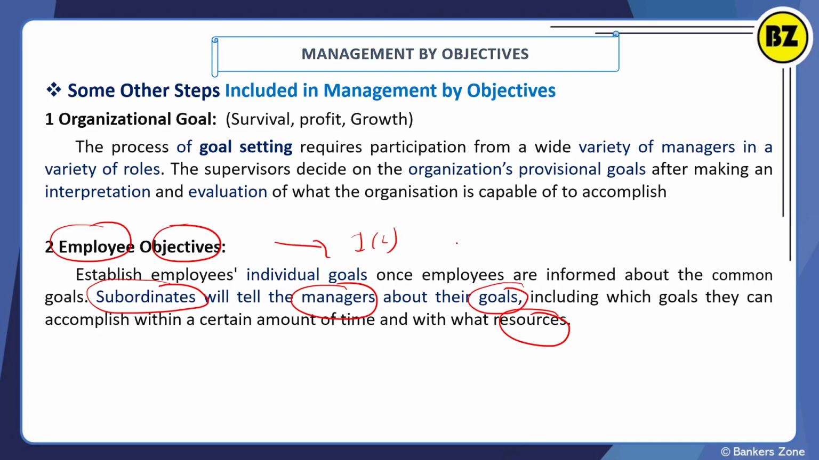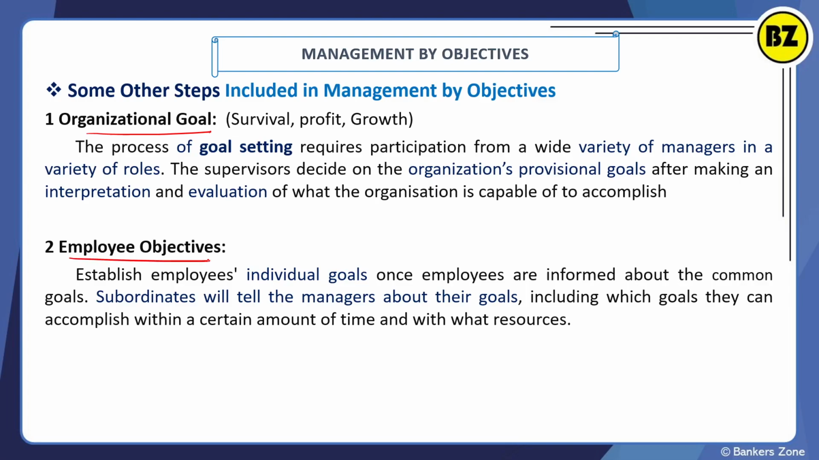Okay, so for any employee, how can he set the goals by his own mind? No, he has to take the feedback first, right? Based on that, the manager can allocate the individual goals. Okay, very simple. Organization goal and the employee objective, meaning individual goals, right?